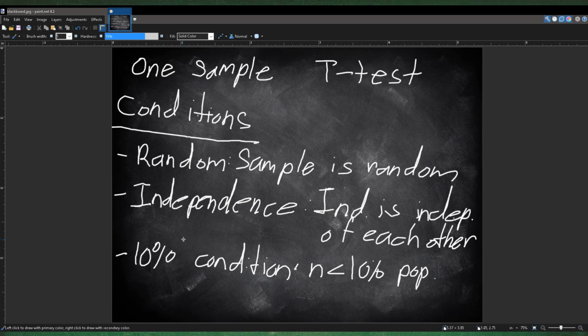And then the last thing you have to check. While z-tests are the ones that test for sample size, for one-sample t-tests, the one you have to check is the nearly normal condition.